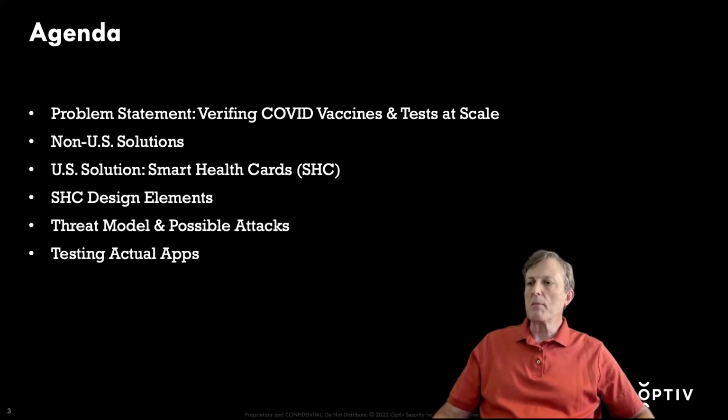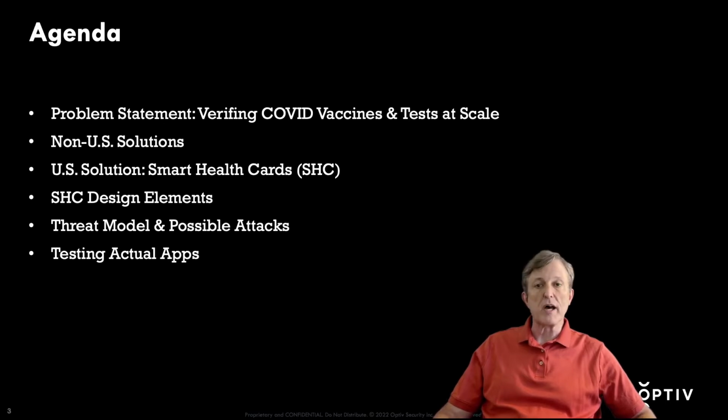So today we're going to talk about the problem of testing or verifying COVID vaccinations and tests at scale, right? What are the computerized solutions for this sort of thing? There have been various non-US solutions, and there is the US North America type solution, which is called Smart Health Cards, which is what we're going to focus on. But a lot of the principles apply to some of the other solutions used in other countries. And we'll talk about what the threat model is, and testing actual apps.